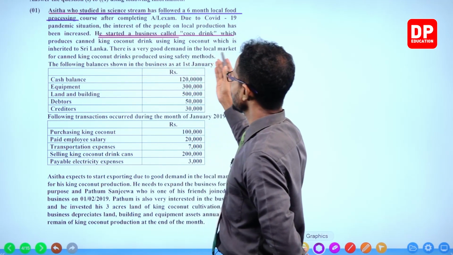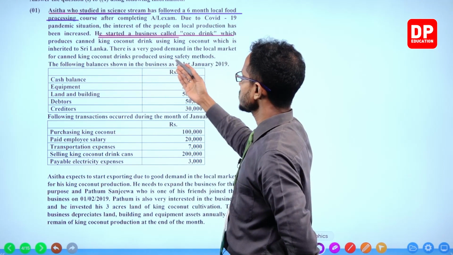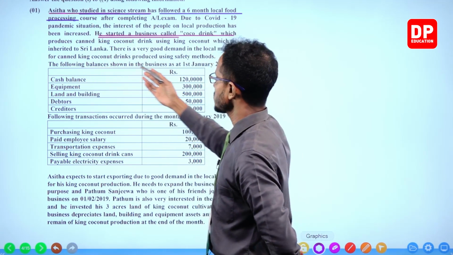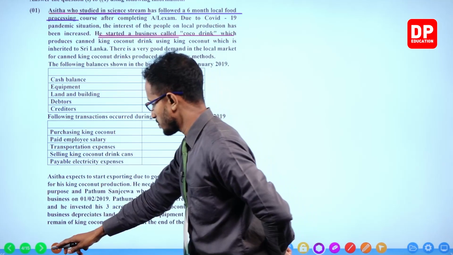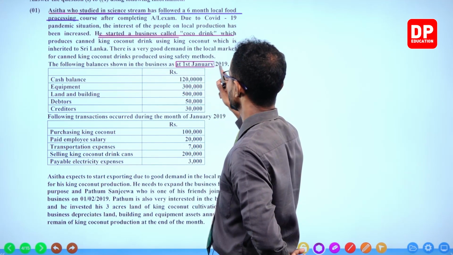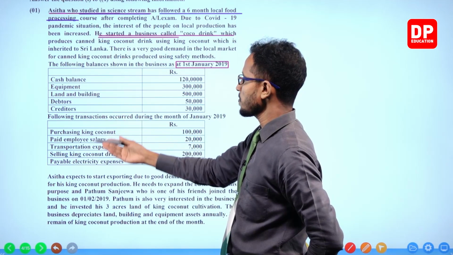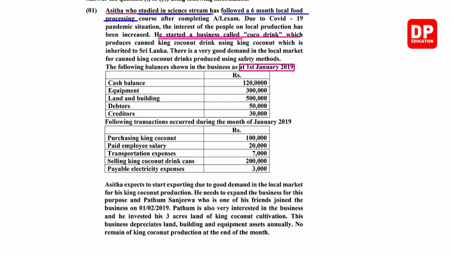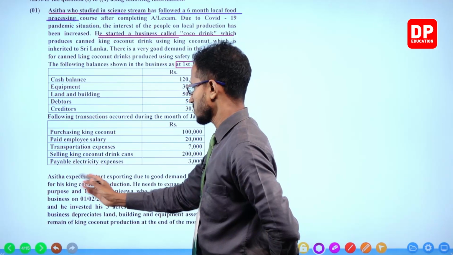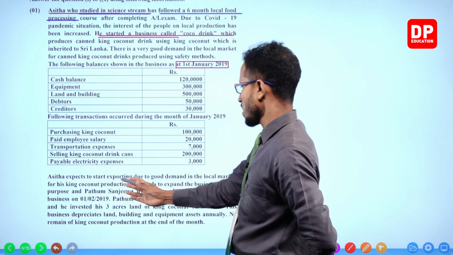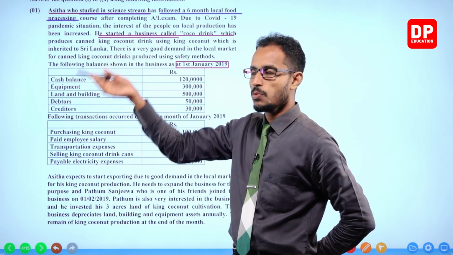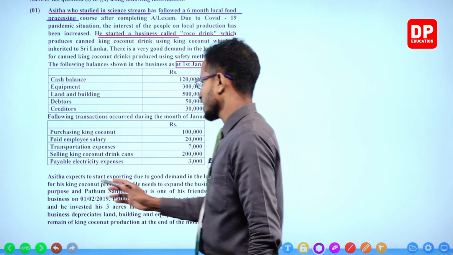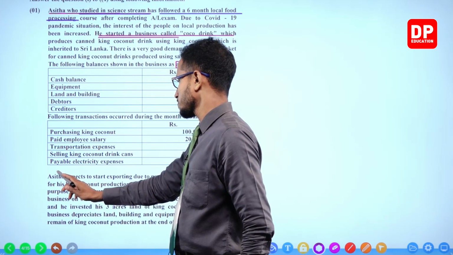See, there is a very good demand in the canned king coconut drinks produced using safety methods, and the following balances are shown in the business on 1st January. Cash balance, equipment, and so on. The following transactions occurred during the month: purchasing, paying employee salaries, transport expenses, selling king coconut, payable, electricity. Asita expects to start exporting due to good demand. Now he's starting to export. He's planning to export. Expects.